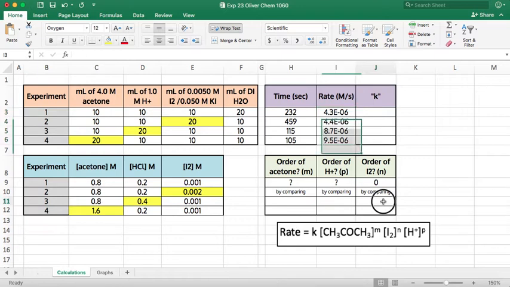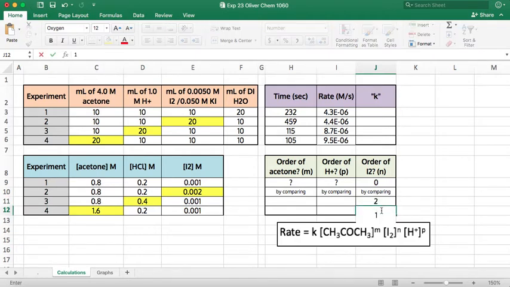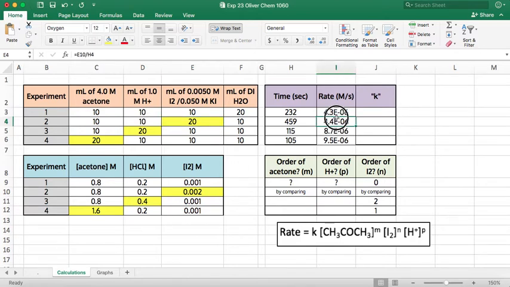Now I can move back down here and say, all right, let's compare the experiment that iodine was doubled in, which is experiment 2, and let's compare that to my baseline, which is experiment 1. In experiment 2, I doubled the iodine, but I did not observe a change in rate. Those numbers are very similar, 4.3, 4.4, they're the same. So I did not see a change in rate even when I doubled the iodine. This means that it is indeed a zero-order reaction.